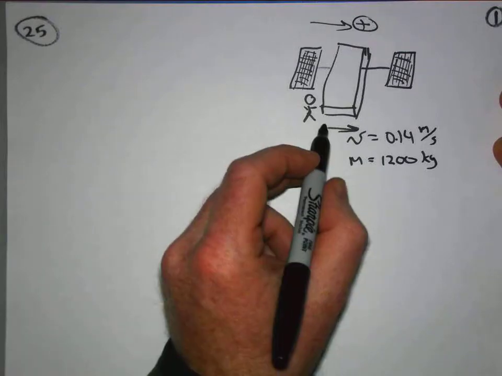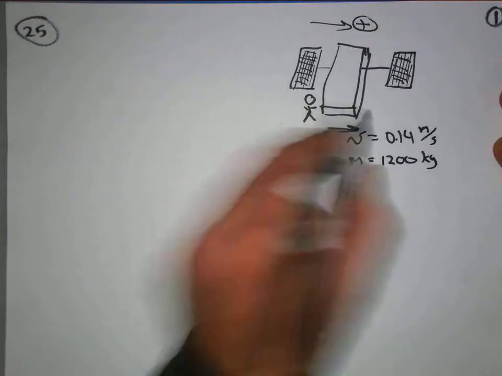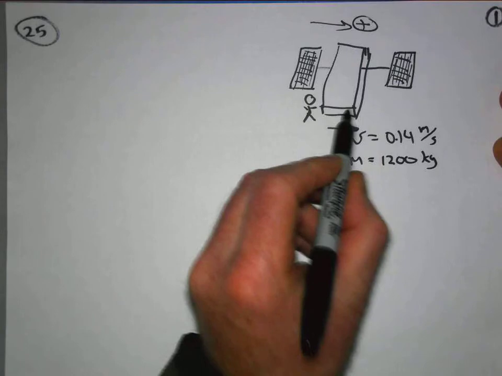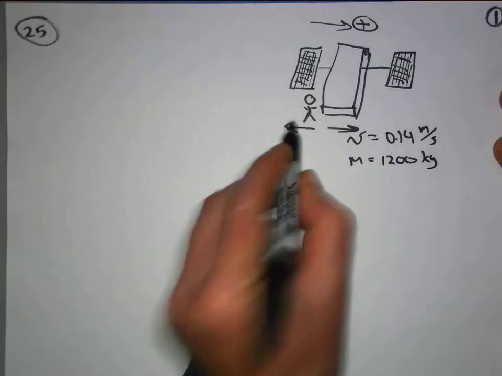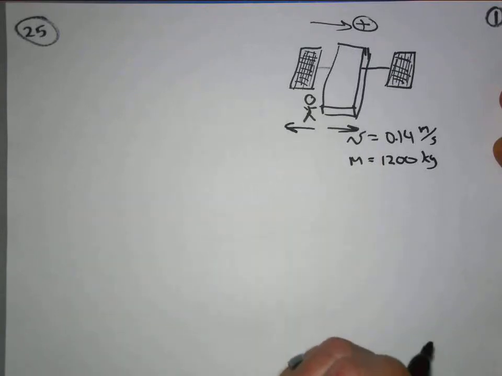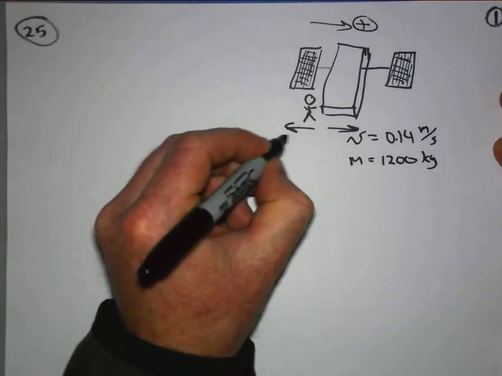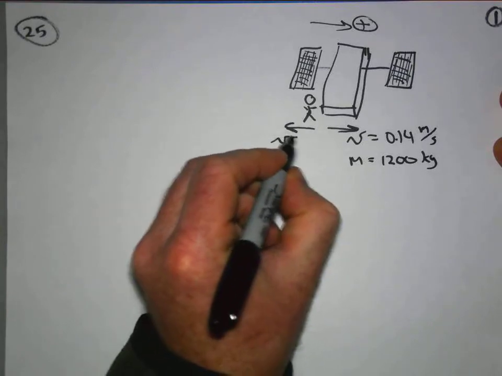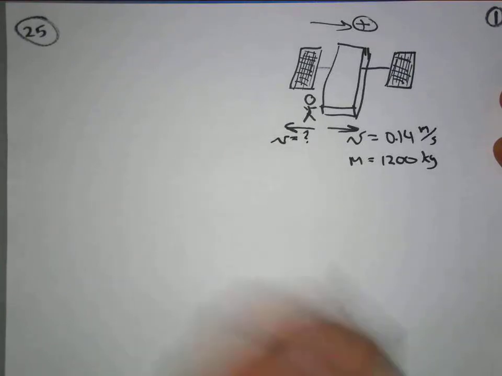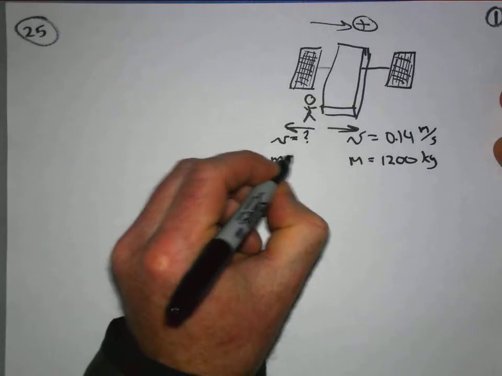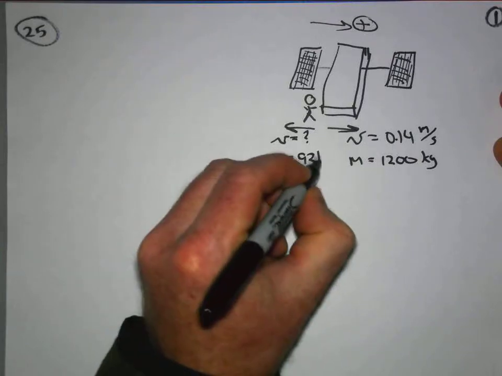But we know what's going to happen. Newton's third law says action-reaction, so astronaut pushes satellite, satellite pushes astronaut. So the astronaut will head this direction. We know that there will be a velocity of the astronaut. We do not know what that is. We do know the mass of the astronaut is 92 kilograms.